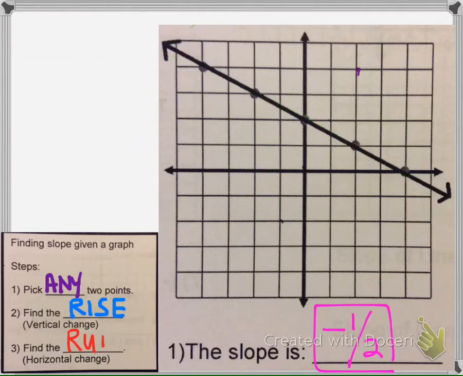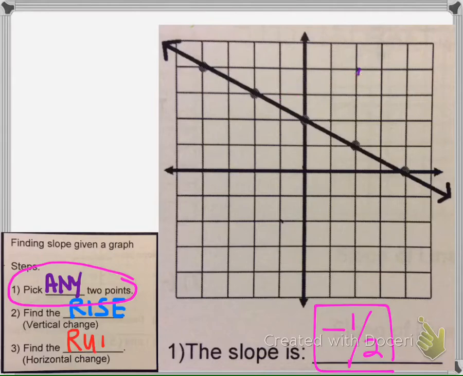I also want to mention, it says to pick any 2 points, but you want to pick 2 points that if I asked you what the ordered pair is, you don't have to estimate it. So in other words, I don't want to pick this point right here, because that ordered pair is at 1, 2 points. I don't know exactly. I'd have to estimate that. So I don't want to pick those kind of points.